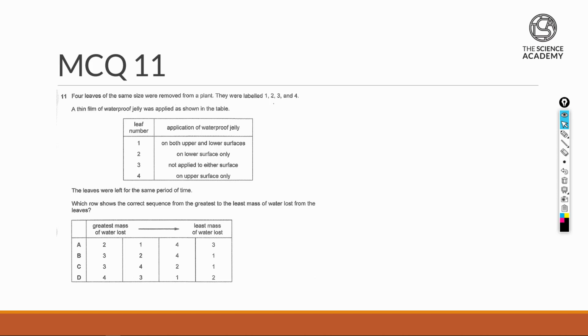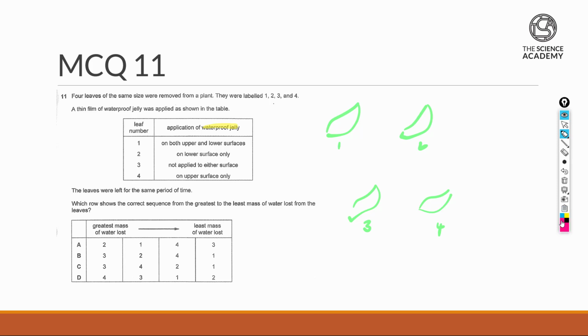In MCQ 11, we're going to take a look at the general distribution of stomata on the leaf itself and how the application of a waterproof jelly could actually obstruct the loss of water. So just a general drawing of leaf number 1, leaf number 2, leaf number 3, and lastly leaf number 4.